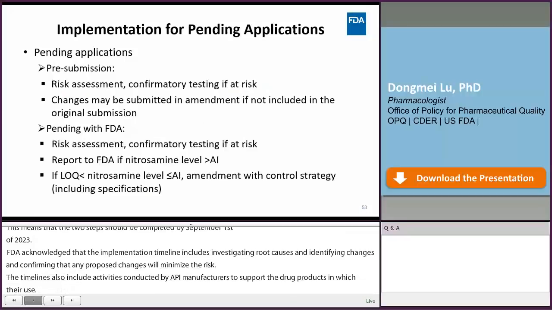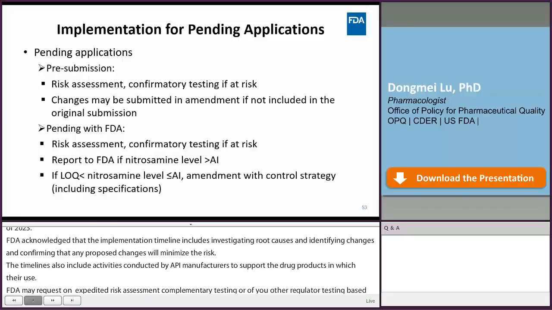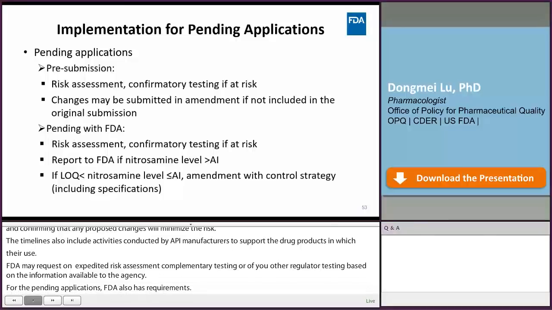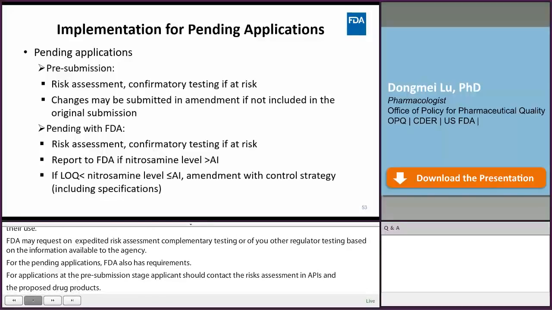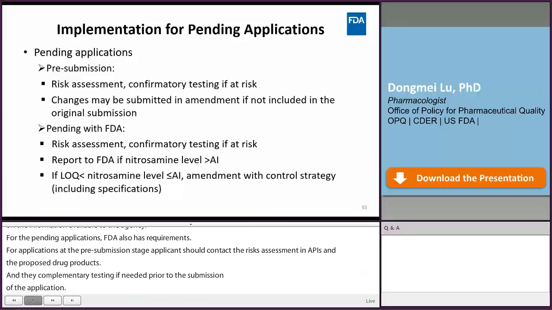For the pending applications, FDA also has requirements. For applications at the pre-submission stage, the applicant should conduct a risk assessment in APIs and the proposed drug products, and conduct confirmatory testing if needed prior to the submission of an original application. When necessary, changes to the DMF or application may be submitted in an amendment if they are not included in the original submission filing. Such an amendment should be submitted as quickly as possible to minimize any potential adverse impact on the application assessment timeline.